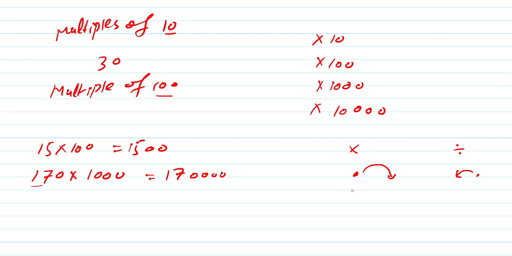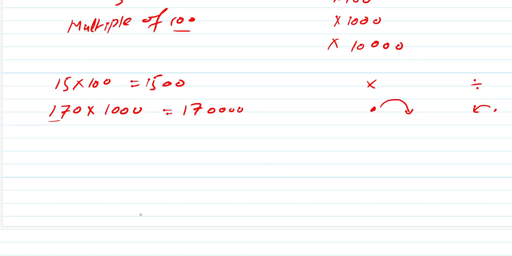Got it? If a number has no decimal, it means the decimal is at the end of the number. For example, in 30, the decimal will be here. In 15, the decimal will be here if we need to shift it. So let's say you have to multiply 12.5 with 10. As I told you, in the multiplication, the decimal has to shift to the right side. As you are multiplying with 10, 10 has only one zero, so it means the decimal will shift only one digit to the right side.